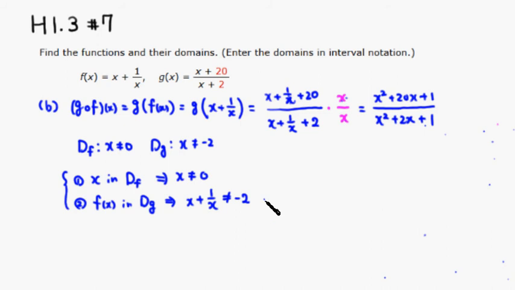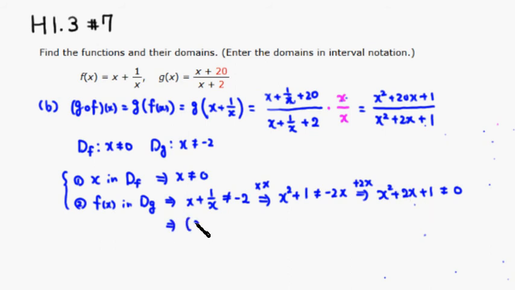Then let's try to solve this one. I don't like fractions, so I'm going to multiply through by x. We get x squared plus 1 is not equal to negative 2x. Then let's put everything on one side, so I add 2x to both sides. You have x squared plus 2x plus 1 is not equal to 0. Then we can factor this: x plus 1 squared is not equal to 0. Which tells us that x cannot be equal to negative 1, so x equals negative 1 should be eliminated. Then we have to skip 0 and negative 1.